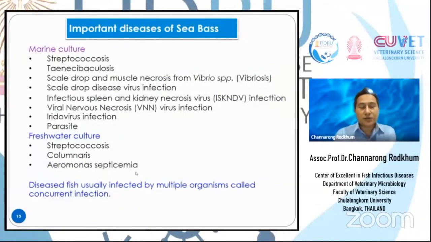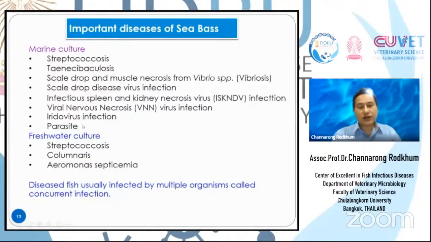Sea bass is also an important species cultured in Thailand and ASEAN countries. The important diseases for marine culture sea bass include streptococcosis, Tenacibaculosis, scale drop and muscle necrosis from Vibrio species, or you can call it vibriosis, scale drop disease virus infection, infectious spleen and kidney necrosis virus, ISKNV infection, viral nervous necrosis virus infection or VNN infection, iridovirus infection, and parasites.